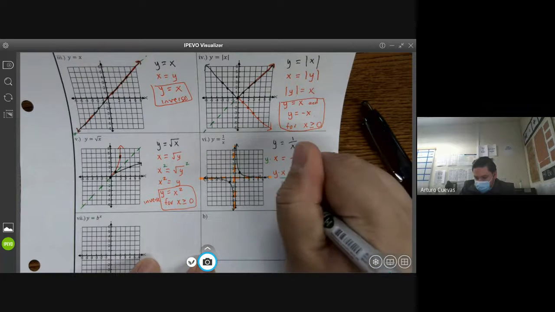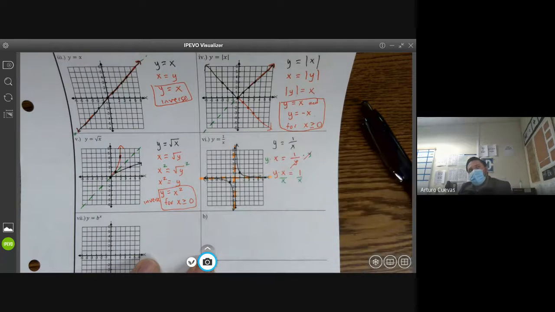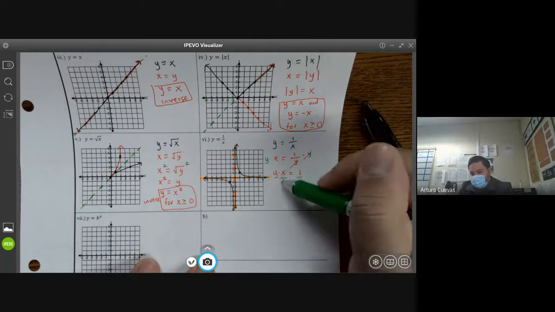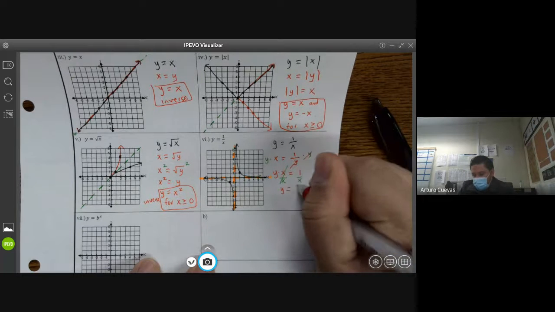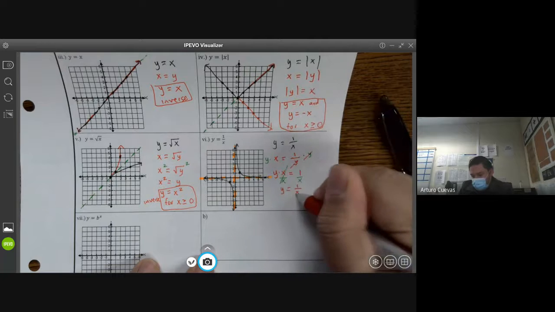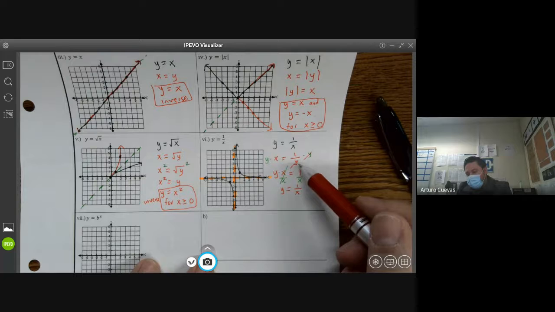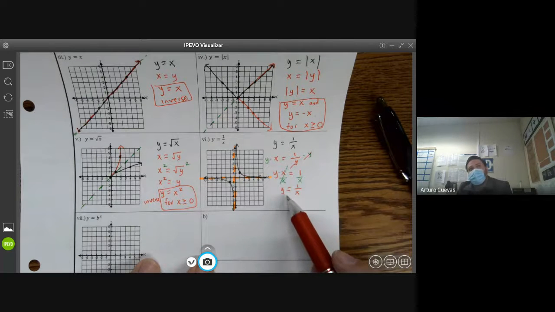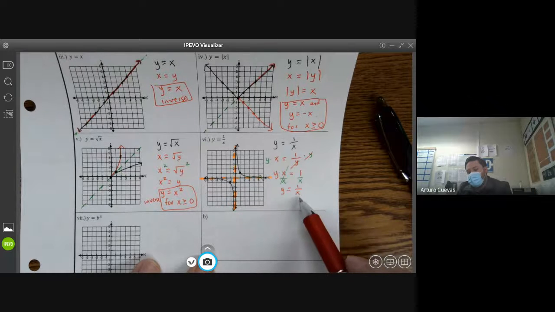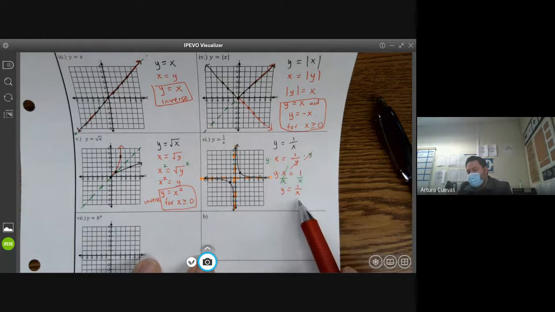Divide by x. Okay. X divided by x cancels out. And you're going to get y equals 1 over x. Again, to get rid of a fraction, you multiply by the denominator on both sides. And then you get your y by itself. So what do you notice? It's the same. The inverse of a rational is a rational.